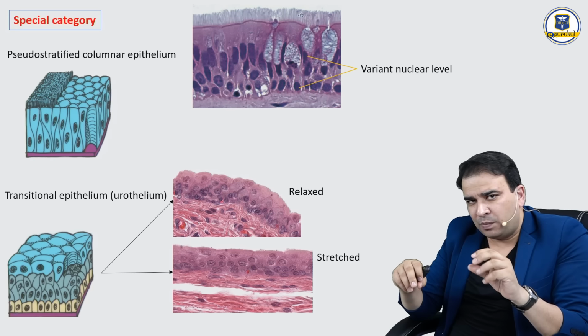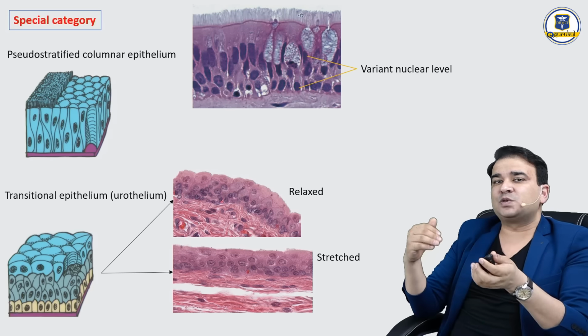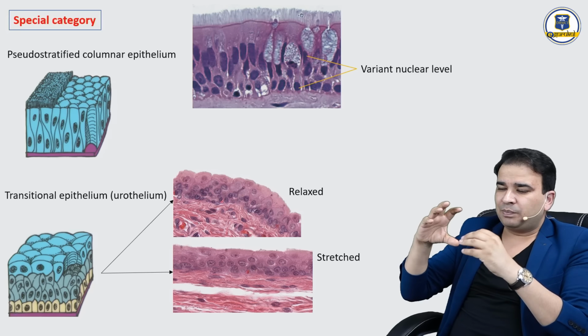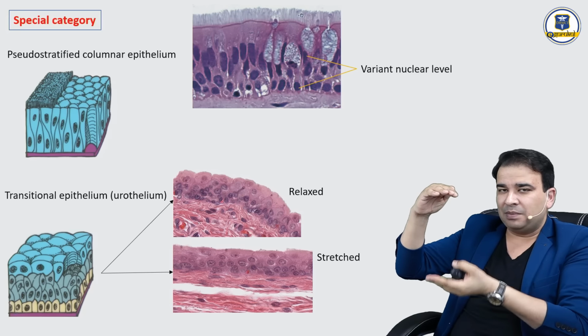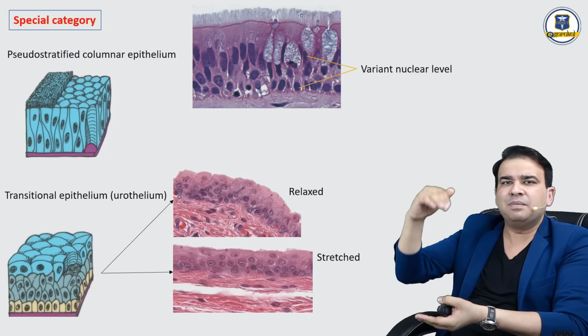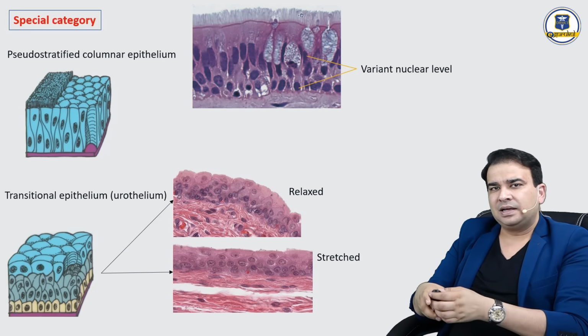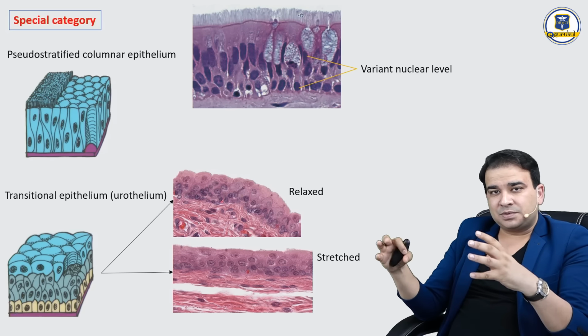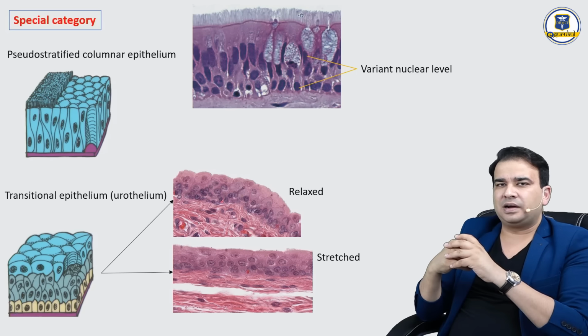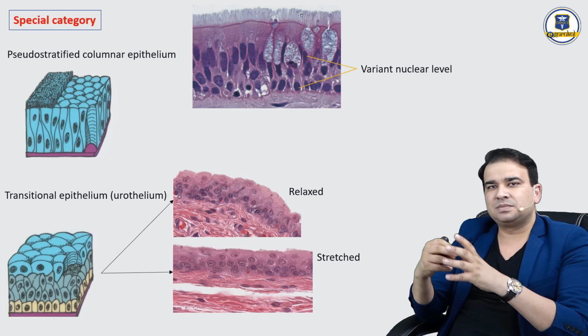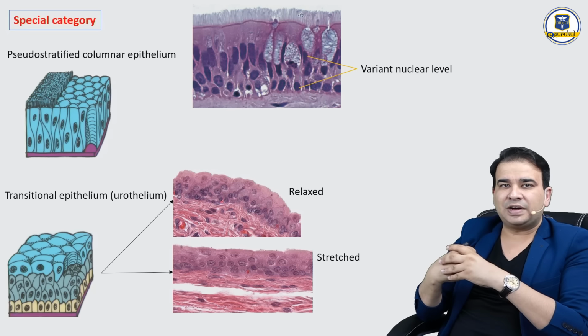Although probably it won't be a difficulty, because when you look at the stratified squamous epithelium, the number of polyhedral cells in between the basal layer and the top layer is way more than in the transitional epithelium here. So that could be one way to identify that. But when you look at the stretched urothelium, it can sometimes create confusion whether it is urothelium or a stratified squamous epithelium.